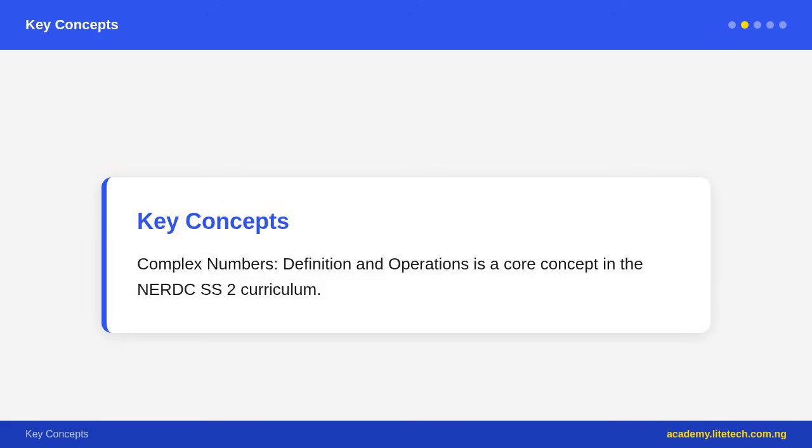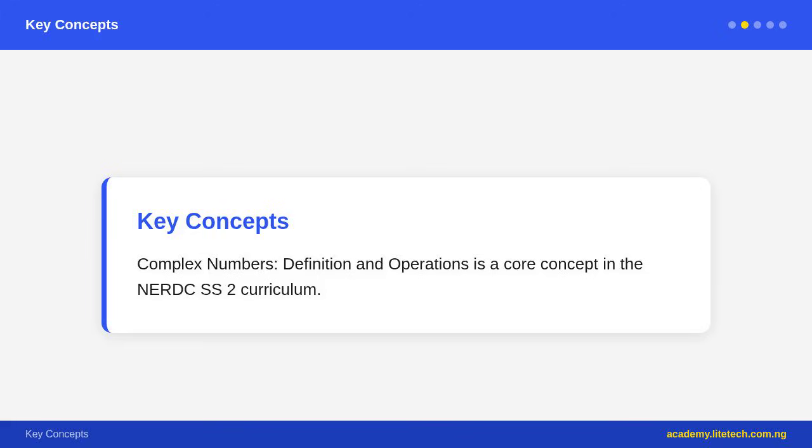Complex conjugate: for z equals a plus bi, the conjugate is z*, or z with a bar, equals a minus bi. The product of a complex number and its conjugate: z times z* equals (a plus bi)(a minus bi) equals a² minus b²i² equals a² plus b², always a non-negative real number.